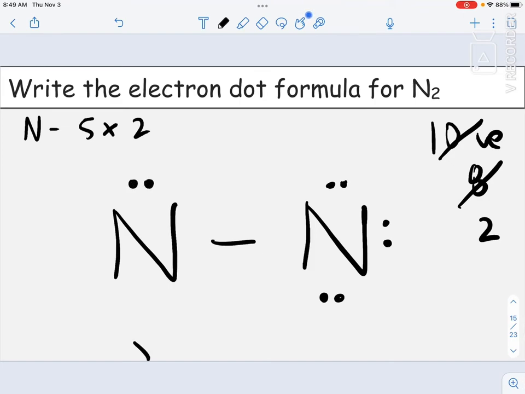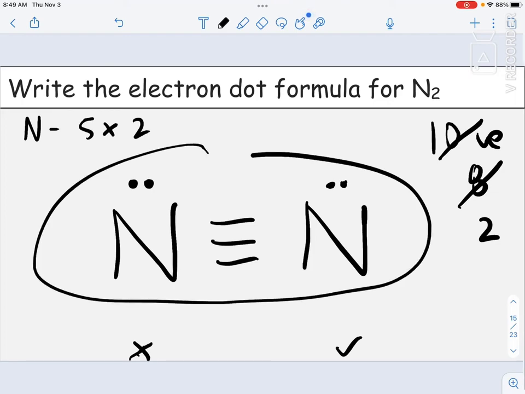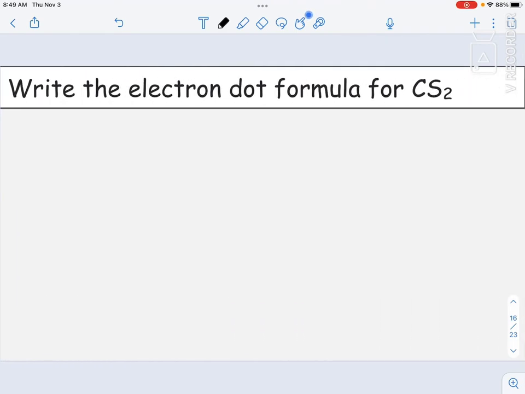Now, left-hand nitrogen is obviously not happy because it only has 4 electrons. The one on the right's happy. So the left-hand nitrogen needs 4 more. So what am I going to do? I'm going to take 4 electrons from the nitrogen on the right, and I'm going to take those 4 electrons and I'm going to give it 2 more bonds to create a triple bond. So this is the correct answer for N2.